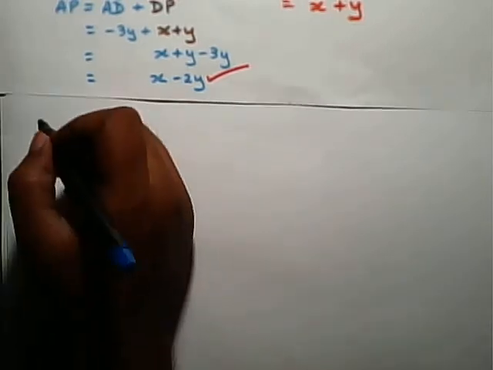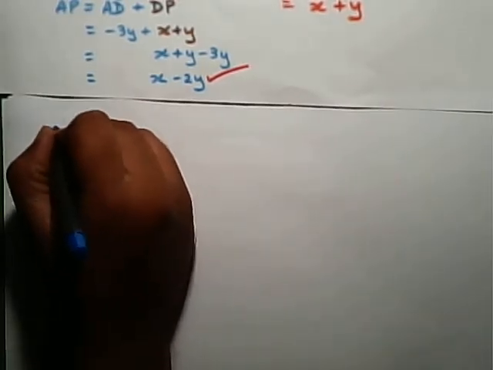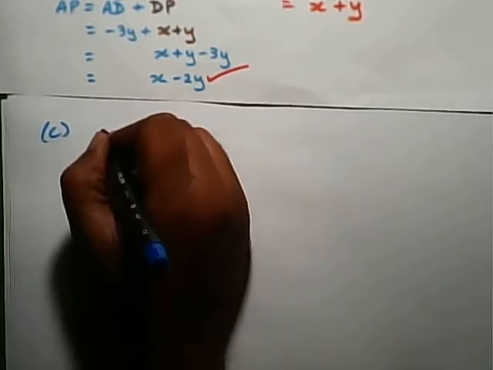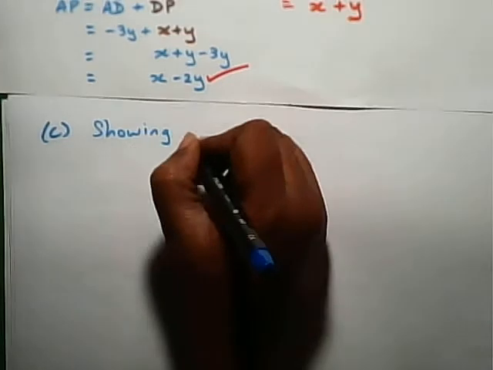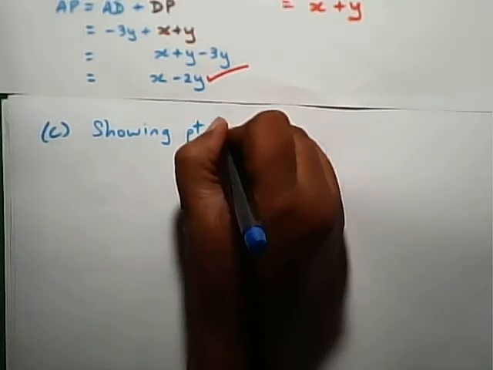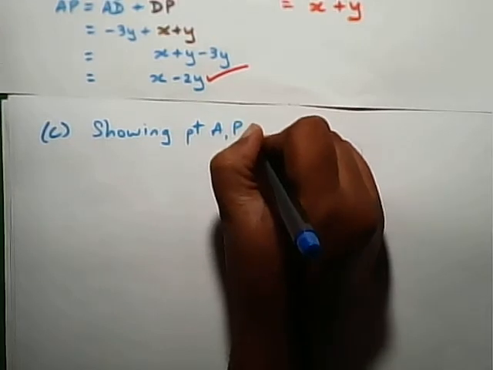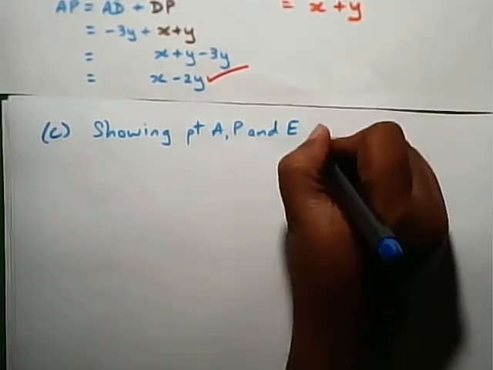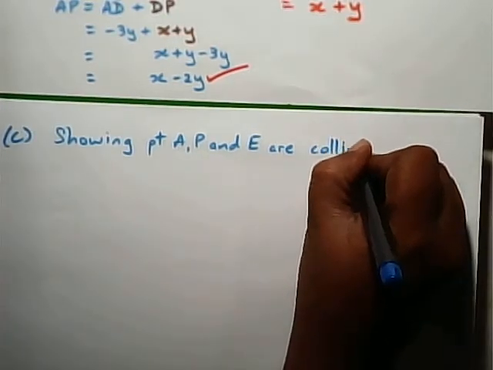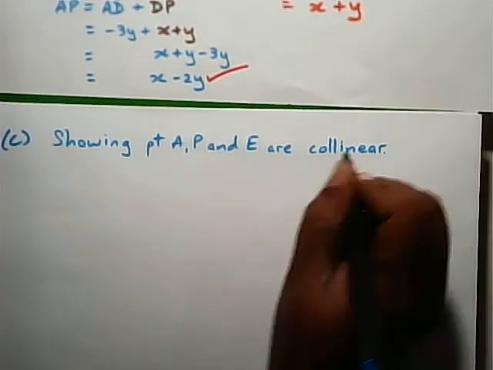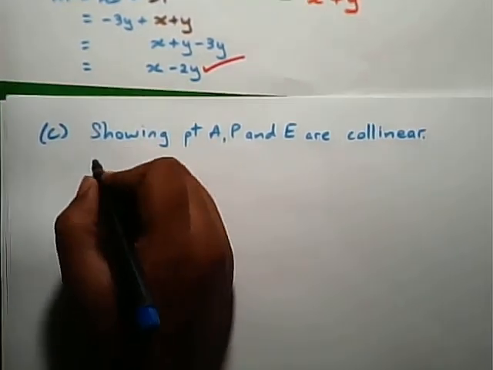Okay, step 1. We are going to find out what AP is. We have that already, right? We're on this part C. We want to show that points A, P, and E are collinear, are on the same line. Okay, so step 1.